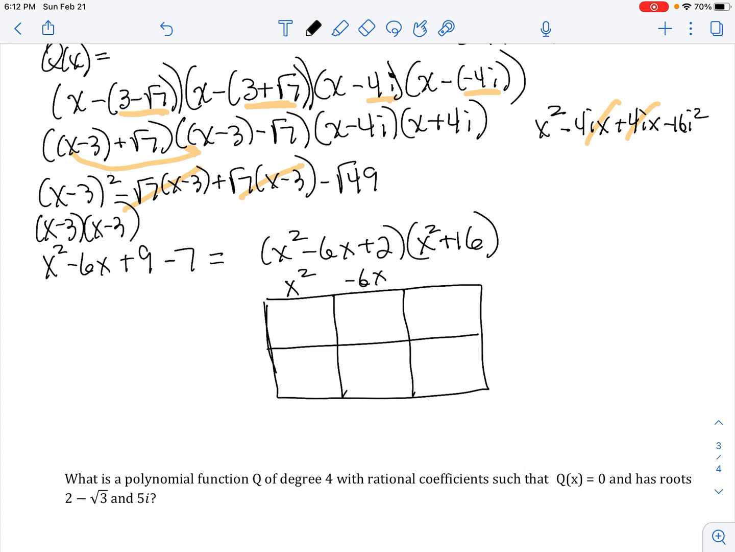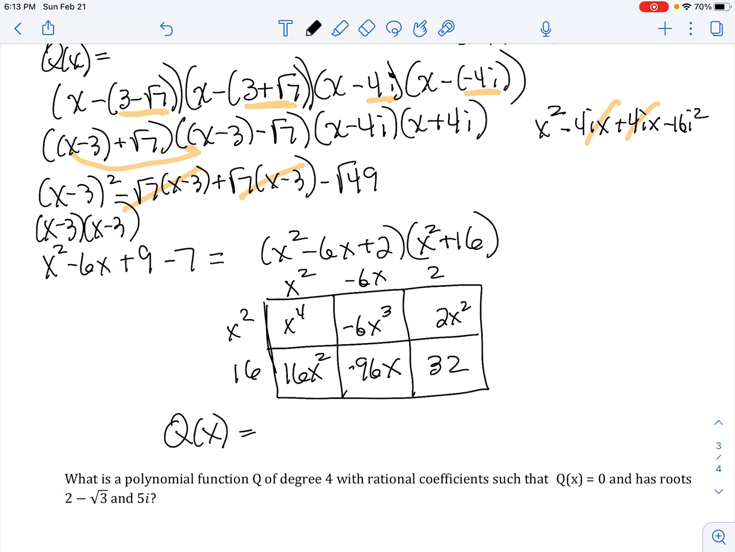So x squared minus 6x plus 2 and x squared plus 16. So you can see how you're getting a degree of 4. x to the 4th minus 6x cubed plus 2x squared, 16x squared, minus 96x, and then 32. So let's write it all down. I believe we called the polynomial q of x. So that's x to the 4th minus 6x cubed plus 18x squared minus 96x plus 32.